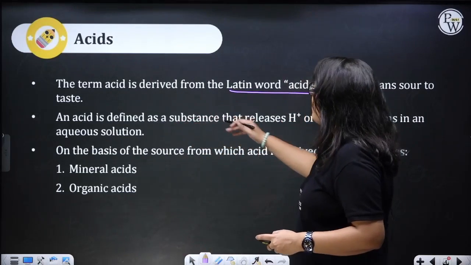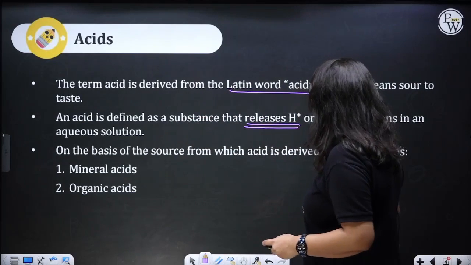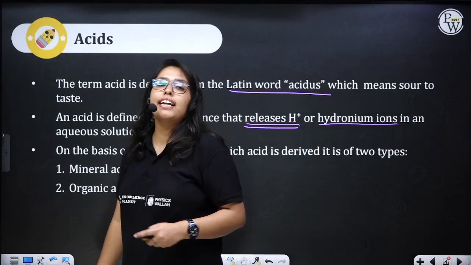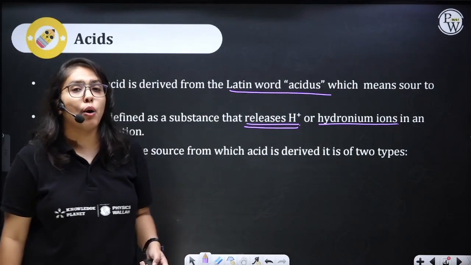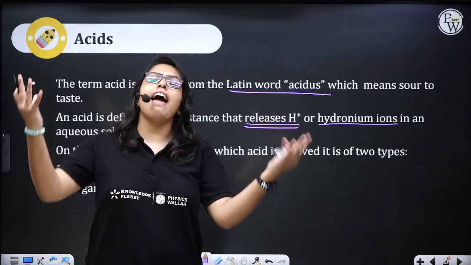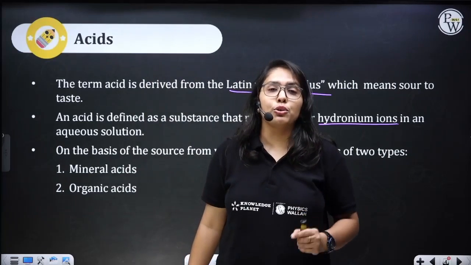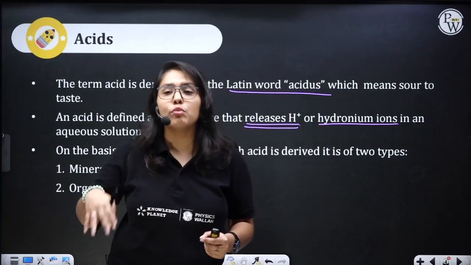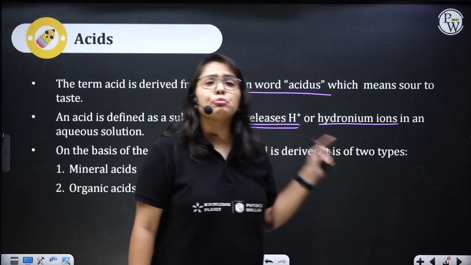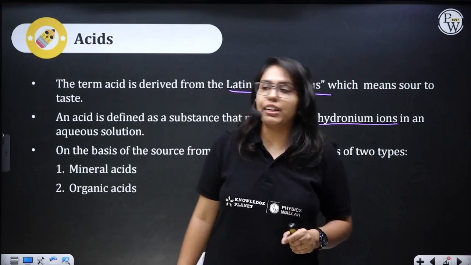Then an acid is defined as a substance that releases H plus or hydronium ions. But where does it release these ions? Does it release it in the air? No. It releases these H plus ions in their aqueous solution. That is, when an acid is dissolved in water, what it releases is H plus ions. And it is these H plus ions which determine the acidic character of a given substance.